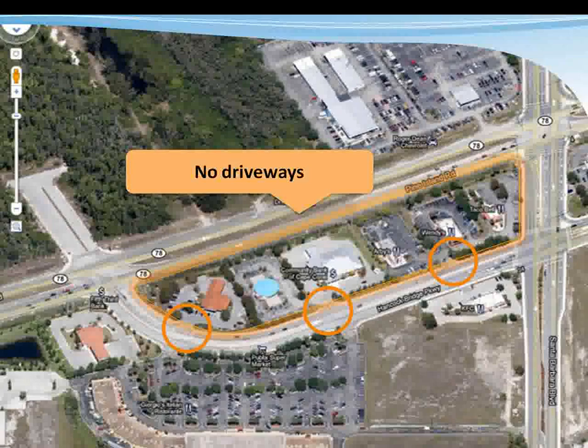This is another example of a unified development plan where there are no driveways on the major roadway. However, 3 well-designed access points off of the road that has been designed to go to the back of these properties, leaving State Road 78, Pine Island Road, to serve through traffic movement more safely.